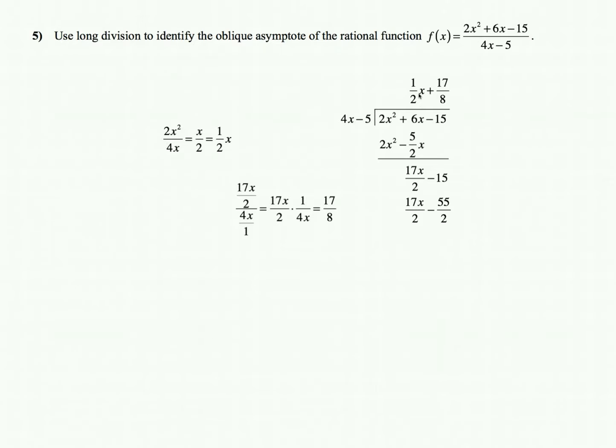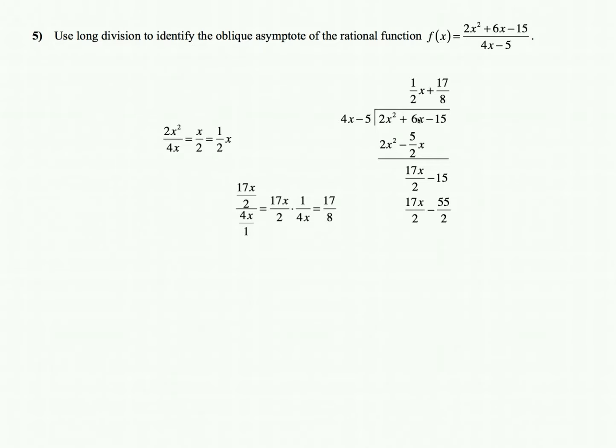Then we multiply the 1/2 times the 4x and the negative 5. 1/2 times 4x is 2x squared, not surprisingly. And that goes right here below the 2x squared in the dividend. And the 1/2 times negative 5 is negative 5/2 x. Now, we subtract this line, the 2x squared minus 5/2 x, from the dividend, and so 2x squared minus 2x squared is 0.